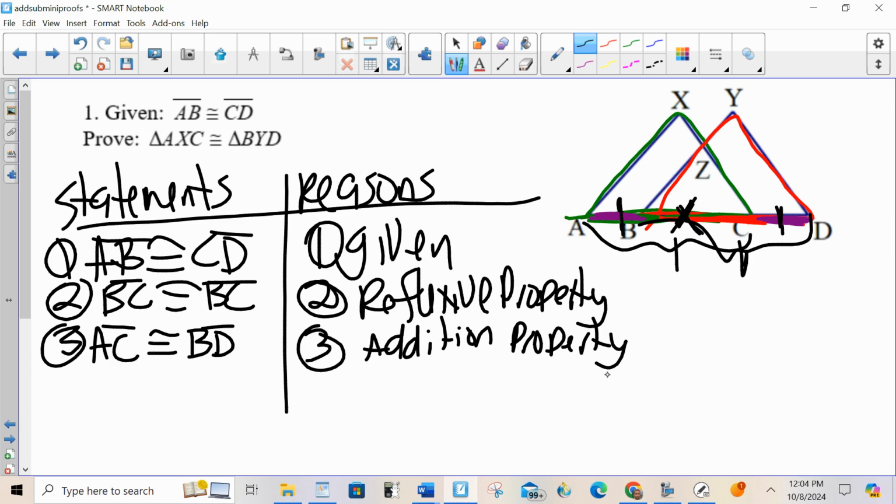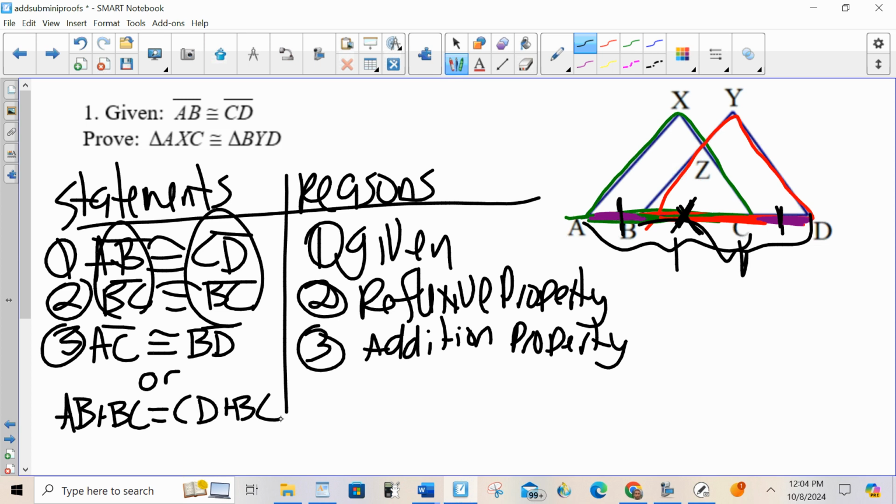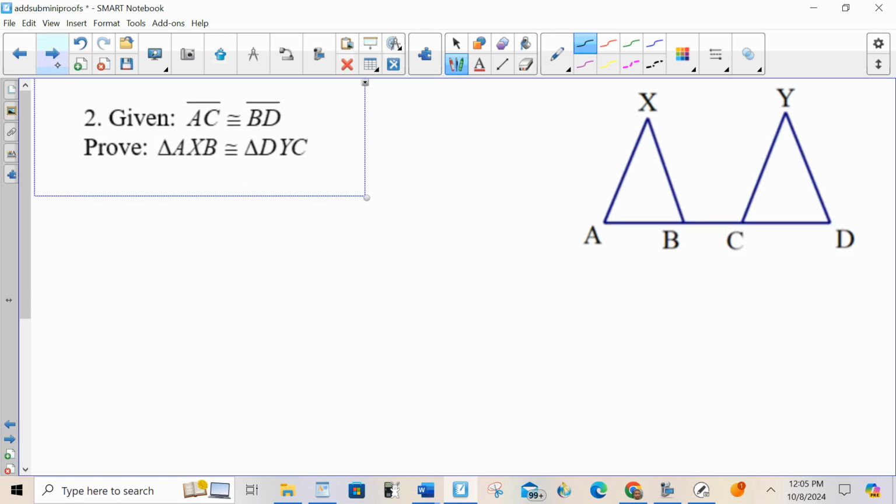So why is it addition? Well, to get AC, I added AB plus BC, and to get BD, I added CD plus BC. So the third step is ultimately what I want, the side or angle of the triangle I'm trying to prove, but write and show me the addition, since technically for addition property, I need to see the addition. Let's take a look at the next one.